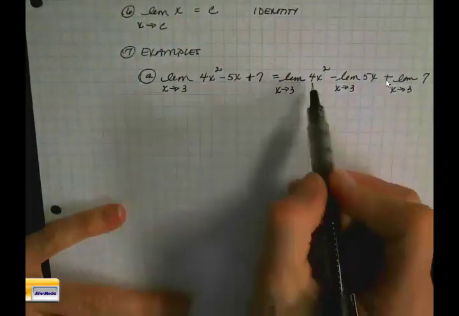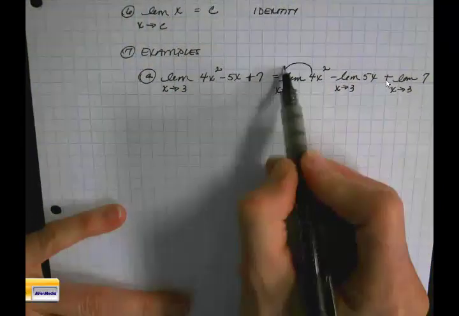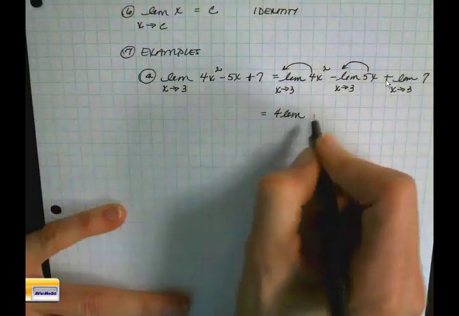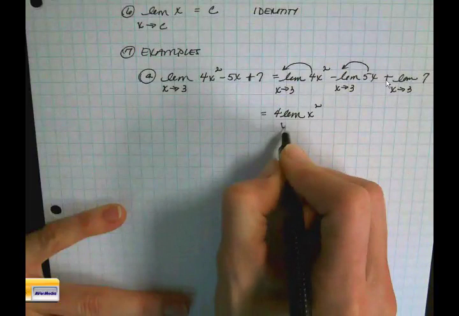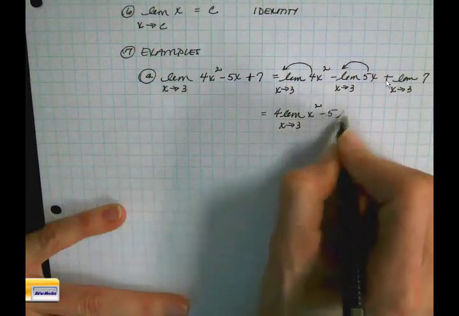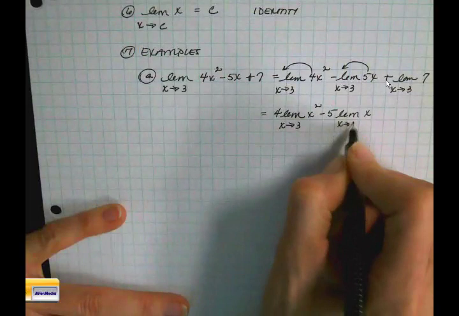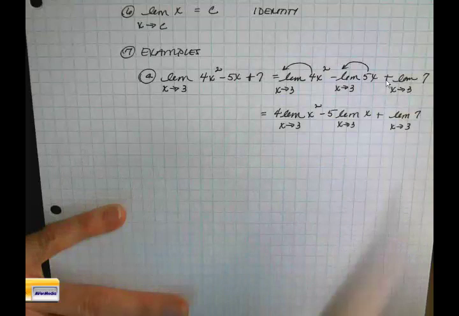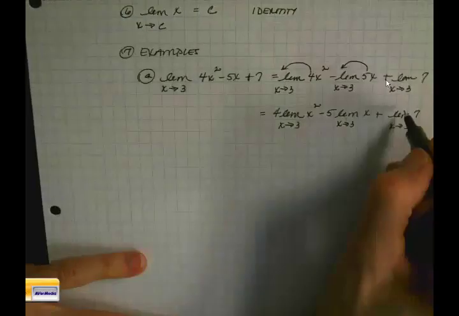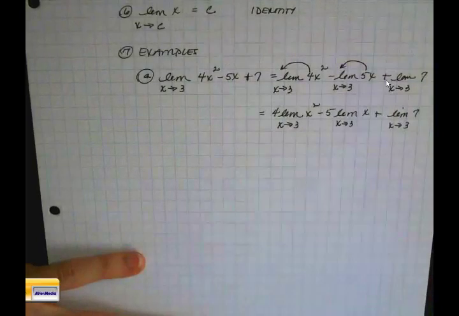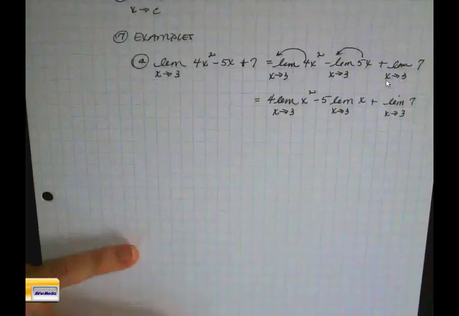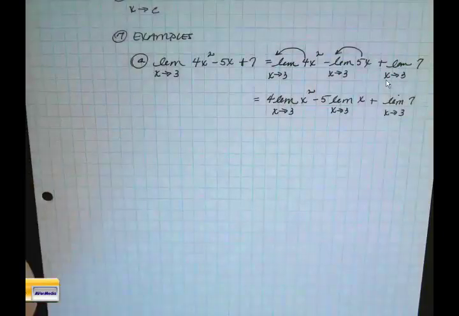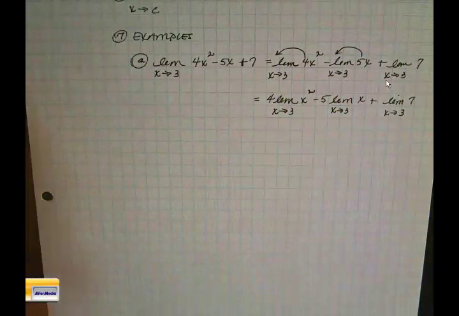Now another one of our limit laws, so if you had a constant, you could put the constant in front of the limit. So we're going to move the constant to the front of the limit. So this can be rewritten as 4 times the limit of just x squared as x is approaching 3 minus 5 times the limit of x as x is approaching 3. And then the last one is our constant function. Okay, so we pulled the constant out front, which was the constant multiple rule, one of the limit laws.